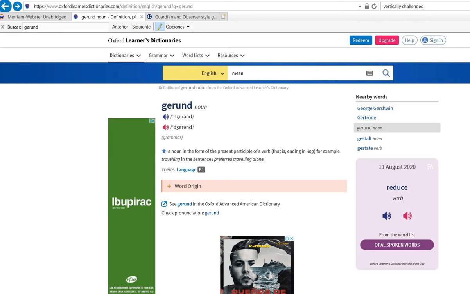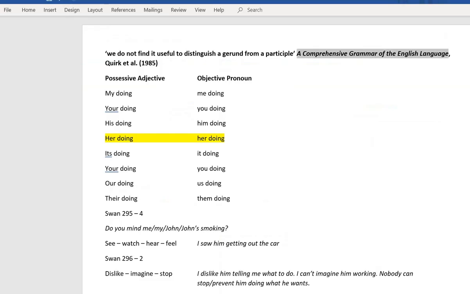We are anyway going to have a look at, speaking of Greenbaum, a quote that I'm taking from A Comprehensive Grammar of the English Language, which is by Quirk, Greenbaum, Leech, and there's one missing. And they say, we do not find it useful to distinguish a gerund from a participle. This is usually a problem in English. Actually, the form we're talking about is what we call an ing form. And this is what we're going to start talking about, right? Is it a gerund? Is it a participle?